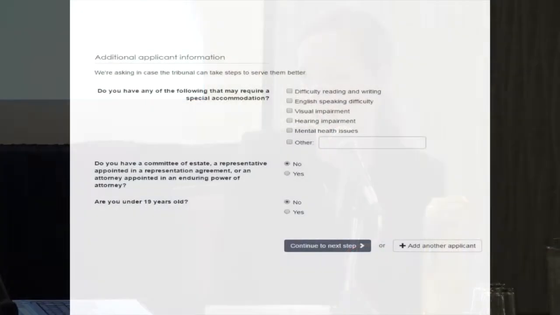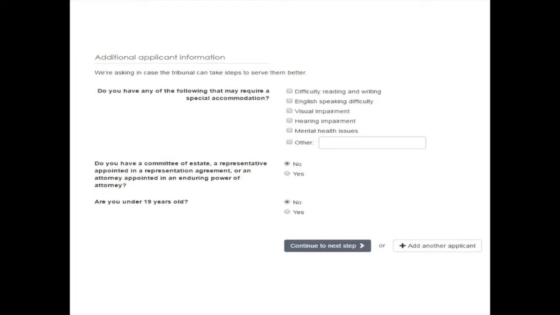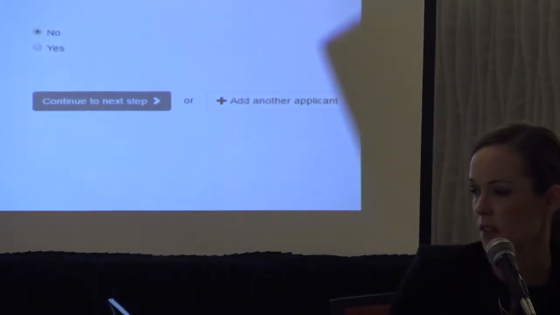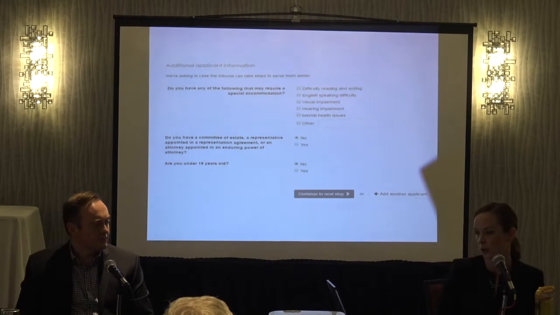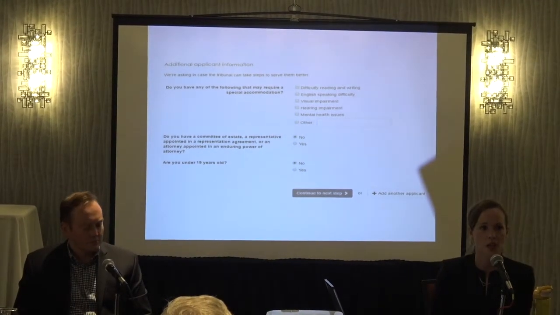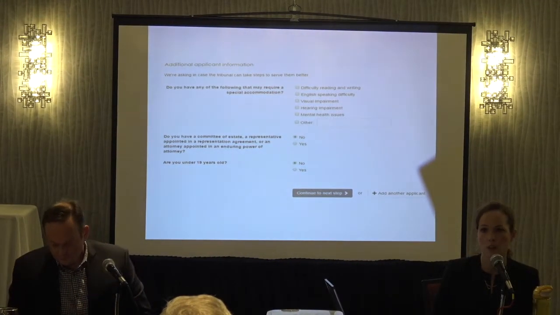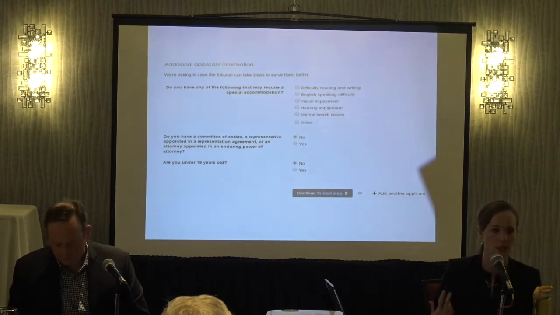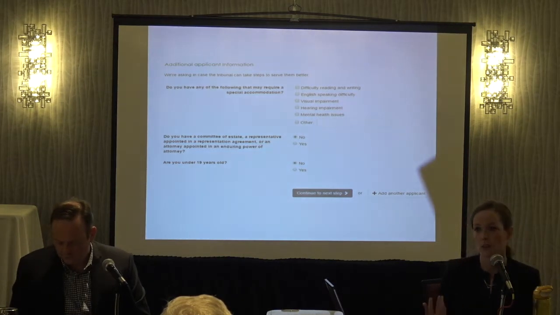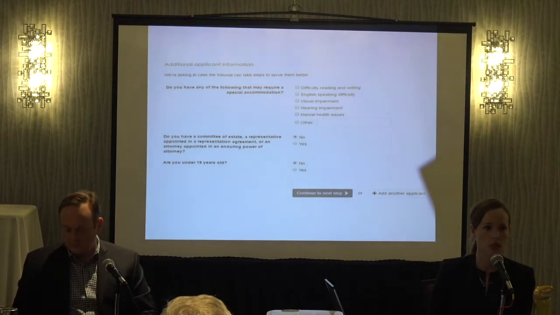I did want to highlight some of the ways that we're trying to reduce barriers for people who sometimes have difficulty accessing the justice system. We do ask people, optionally, when they're filling out the form, whether they have physical or mental or literacy issues that would require some special accommodation. You probably can't see this at the back, but the form asks if somebody has difficulty reading or writing, a visual or hearing impairment, or a mental health issue. They don't have to give us this information and it doesn't go to any other party.